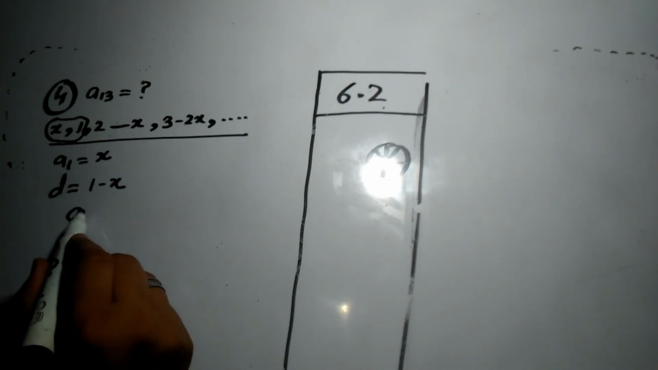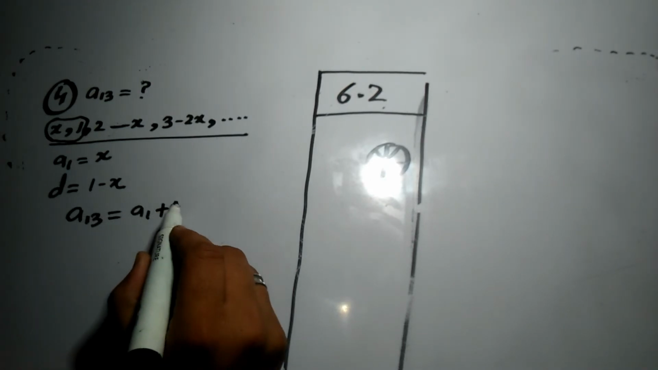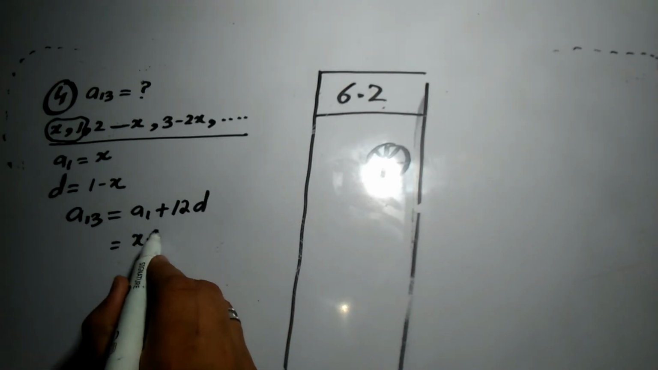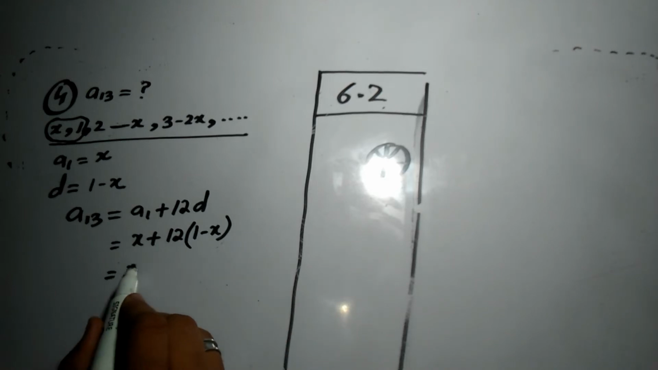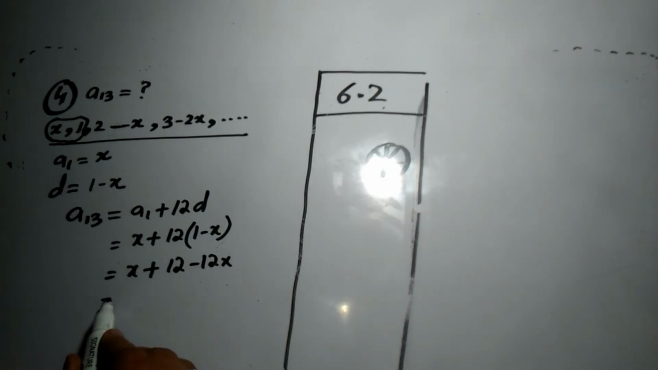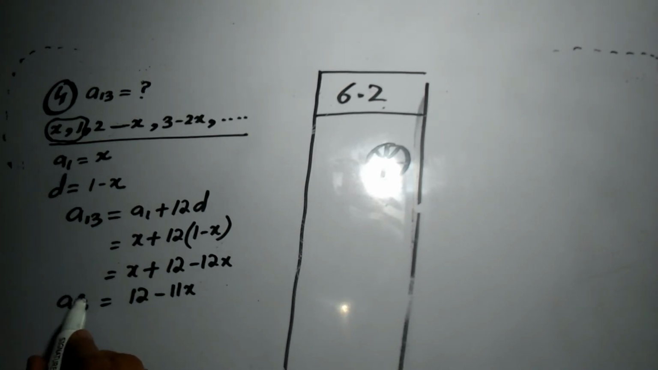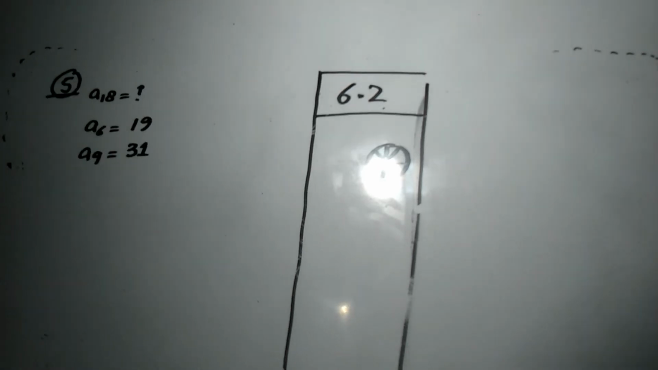So a13 will be equal to a1 plus 12d. So a1 is equal to x plus 12, d is equal to 1 minus x, so this will be equal to x plus 12 minus 12x, so this will be equal to 12 minus 11x. So a13 will be equal to 12 minus 11x.